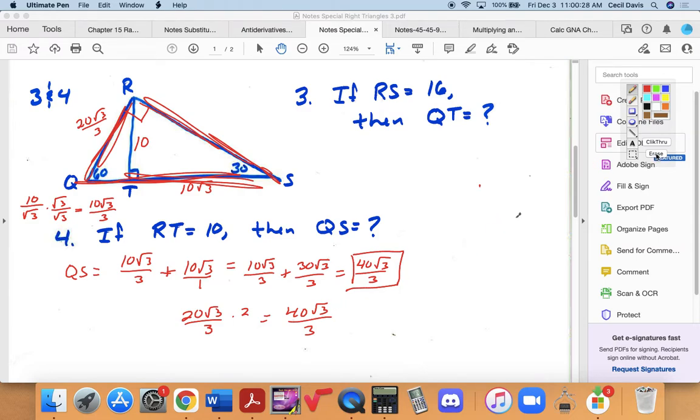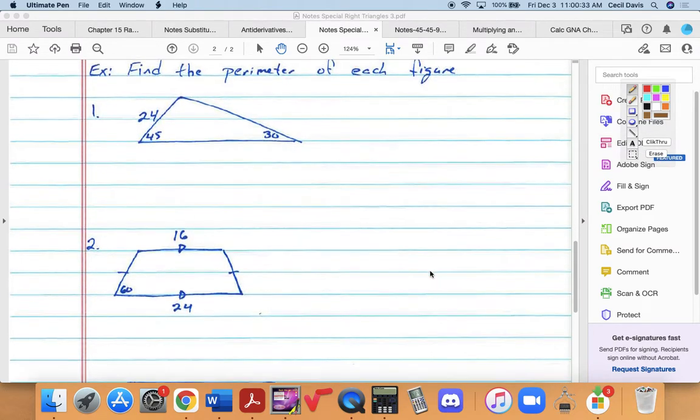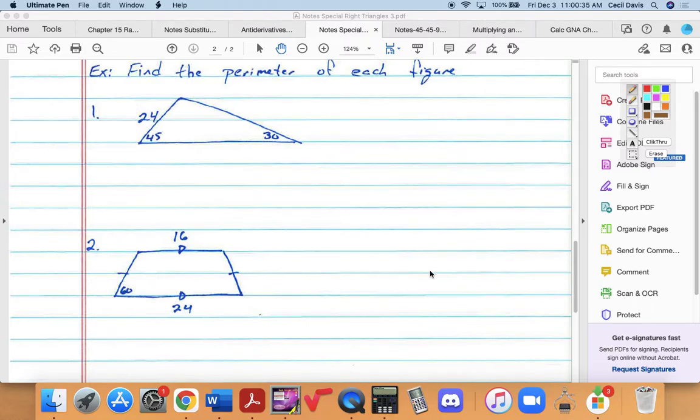All right, let's go on to the ones on the back. So number 1 on all these is asking for the perimeter. How do you find the perimeter of any polygon? Add the lengths of all the sides. What's the problem with number 1? We don't have all the sides, so we need to find the sides.